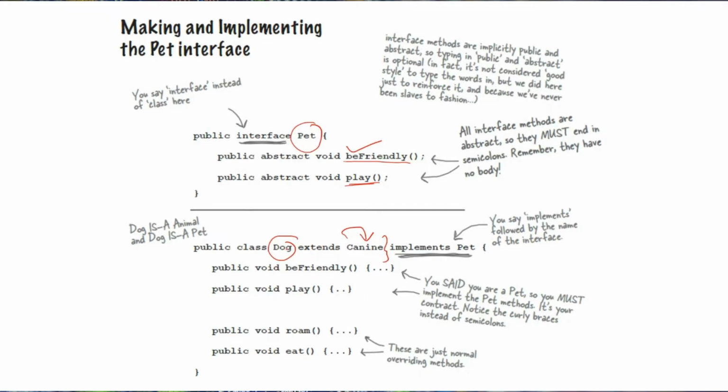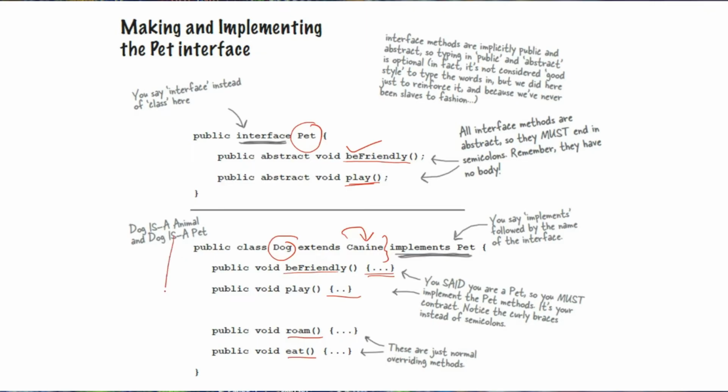Now you have to give the body. It's the responsibility of the dog class, because you are making a pet dog. So it's the responsibility of the programmer or coder to implement this method. How it is going to be friendly is your choice, because cats are friendly in a different way, dogs are friendly in a very different way, and rabbits are friendly in a very different way. So be friendly is the requirement, but how they are going to be friendly depends on the class that you are implementing. How they are going to play again depends on the functionality you give. Then public void roam, and public void eat. These are just normal overriding methods.